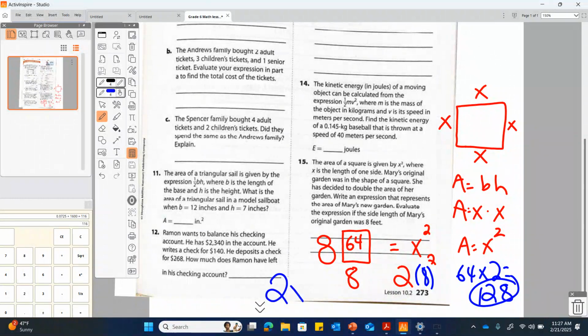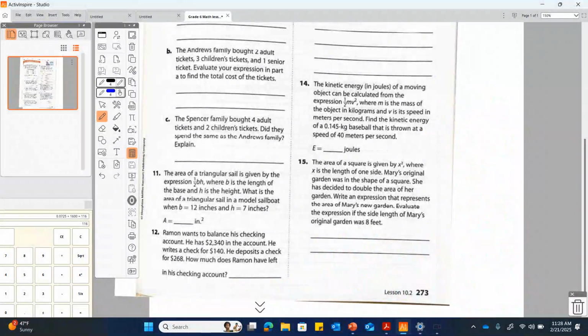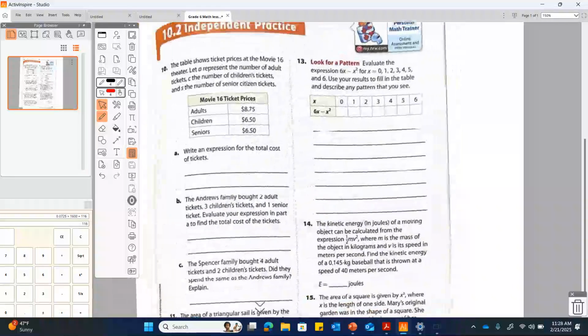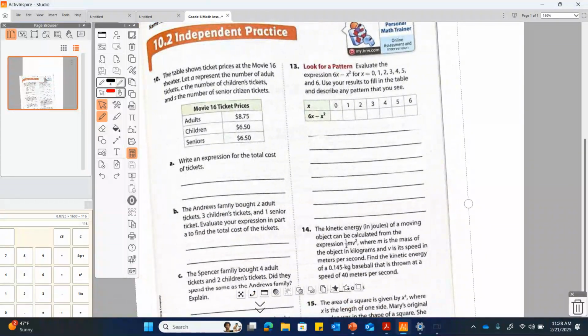Okay? Now I'm going to go back and do this one. Okay, so we started this one in class. We're just going to substitute. So for the first one, 6, instead of x, I'm going to put in a 0, minus 0 to the second power. So order of operations, 0 to the second power is 0, but I need to leave space here. 6 times 0 is 0. 0 minus 0 is 0.